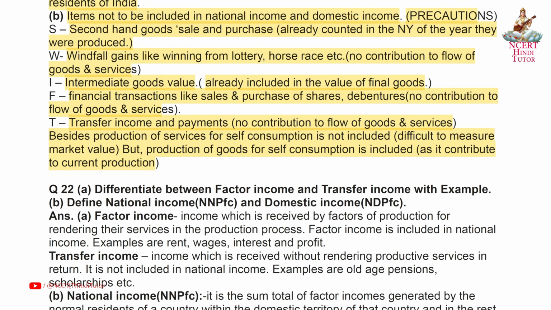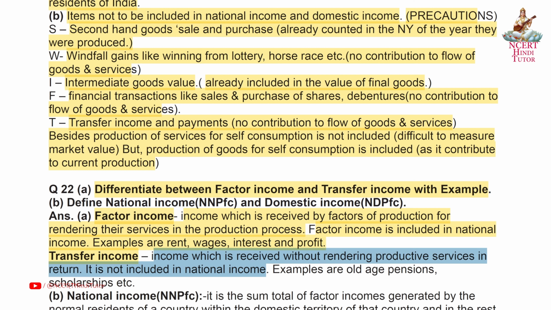Question 22a. Differentiate between factor income and transfer income with example. Answer. Factor income. Income which is received by factors of production for rendering their services in the production process. Factor income is included in national income. Examples are rent, wages, interest and profit. Transfer income. Income which is received without rendering productive services in return. It is not included in national income. Examples are old age pensions, scholarships, etc.